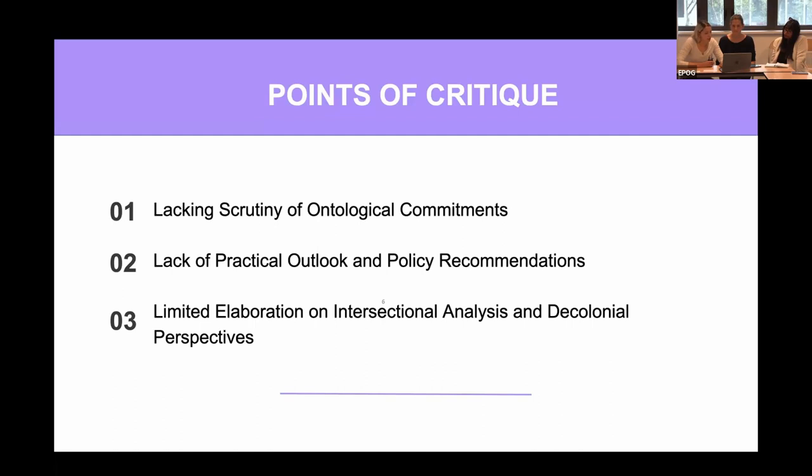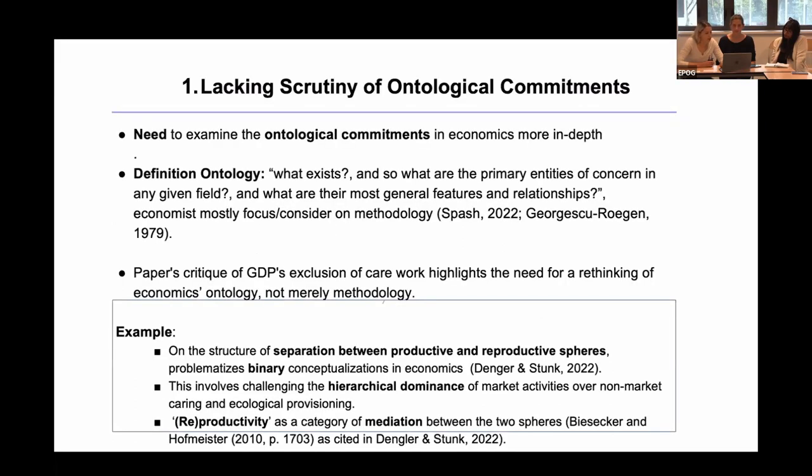Right, I will go through them one by one, starting with the first, which is the lacking scrutiny of ontological commitments in mainstream economics. As has been highlighted mostly by heterodox economists, there currently is a need to examine the ontological commitments in mainstream economics. A quick definition: ontology refers to what actually exists. It's the question of what the primary entities of concern are in any given field, what their general features are, and also what relationship exists between those entities.